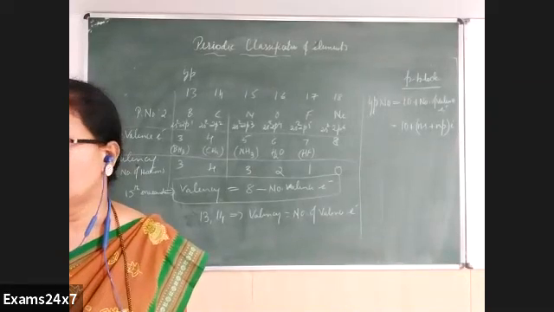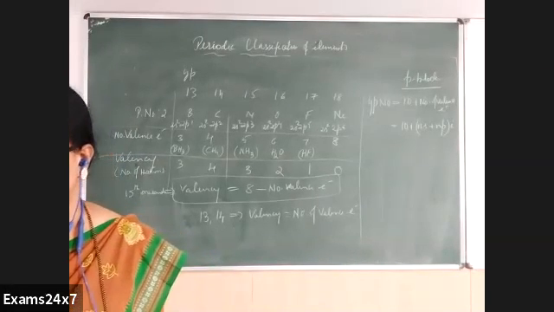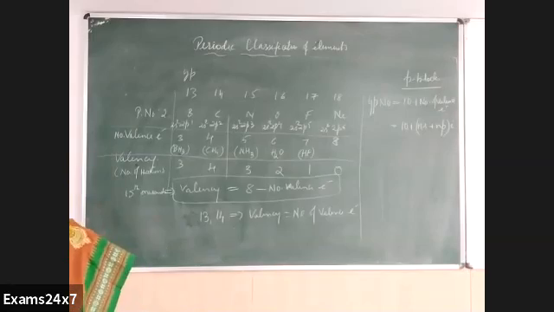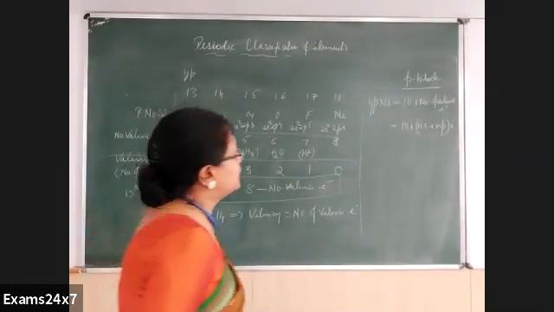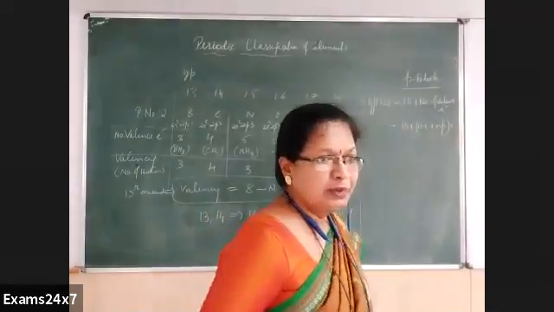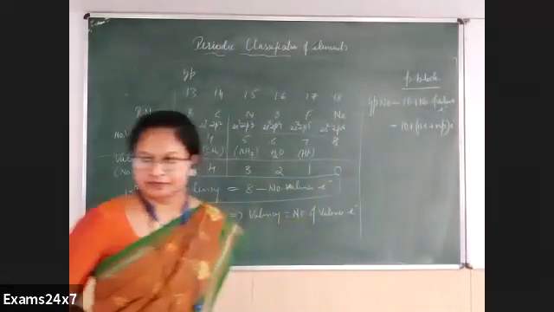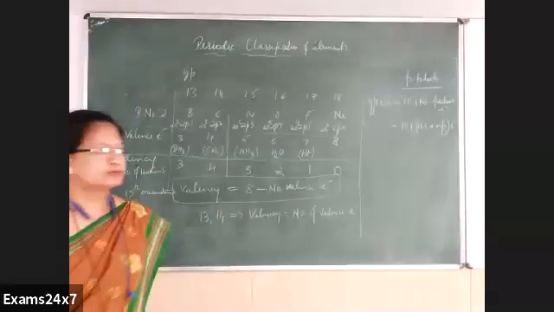What about in s block? Group number and number of valence electrons are the same. But for p block, group number is 10 plus number of valence electrons. Clear?